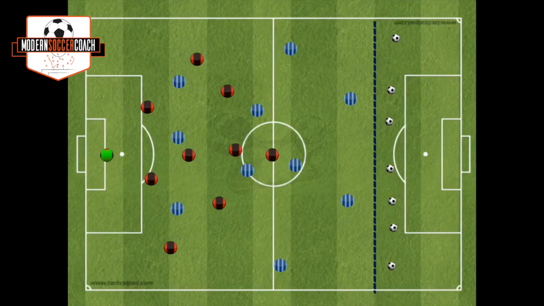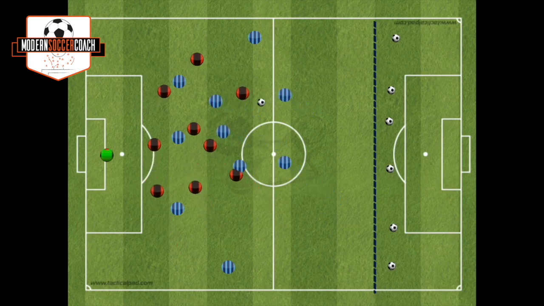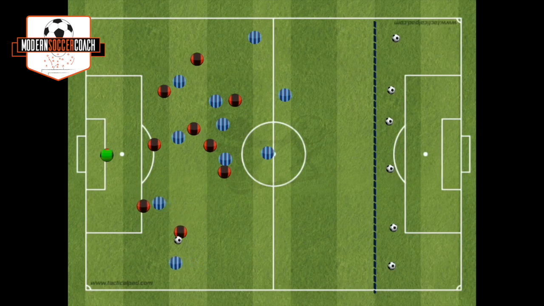So an idea to work on the training pitch would be, one of my favourite exercises, 6 or 7 balls, 10v9 in the build defensively. The blue team have to go and retrieve a ball on the line to start. They've got 6 seconds to get the ball over the halfway line and get into the defensive line against the 9 players, and then they attack.